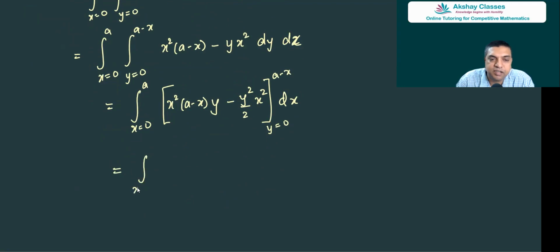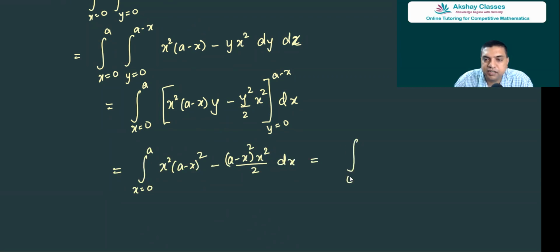So we get integral x equal to 0 to a, x square into (a minus x) into (a minus x) minus 0, so (a minus x) whole square, minus (a minus x) the whole square into x square upon 2 dx. So the whole thing simplifies to x square into (a minus x) whole square, this is also the same, x square into (a minus x) whole square by 2. So this will be x square into (a minus x) square by 2 dx.